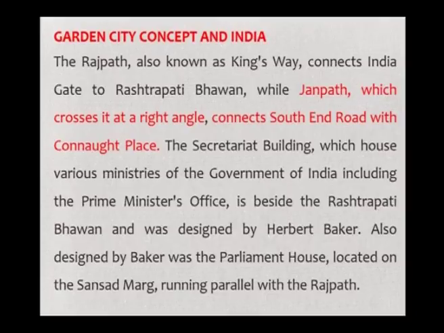The Rajpath, also known as the King's Way, connects India Gate to Rashtrapati Bhavan, while Janpath, which crosses it at right angles, connects the South End Road with the Connaught Place. Connaught Place proved to be the commercial district.